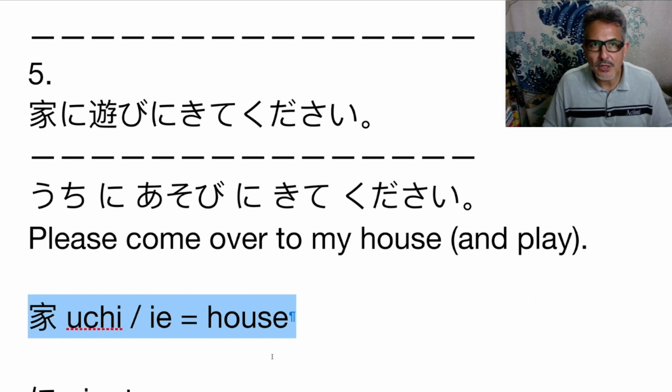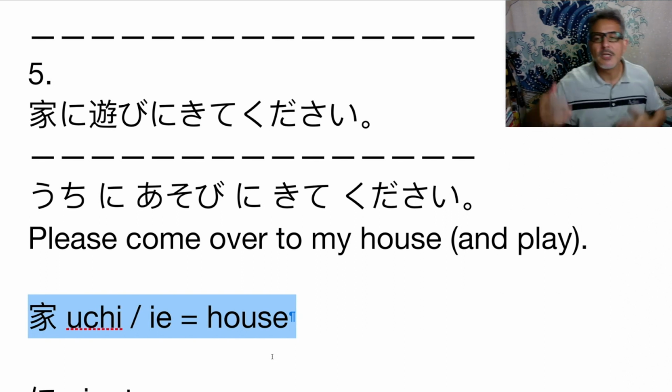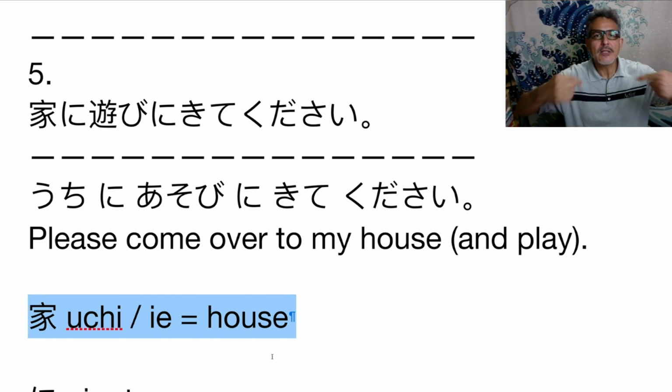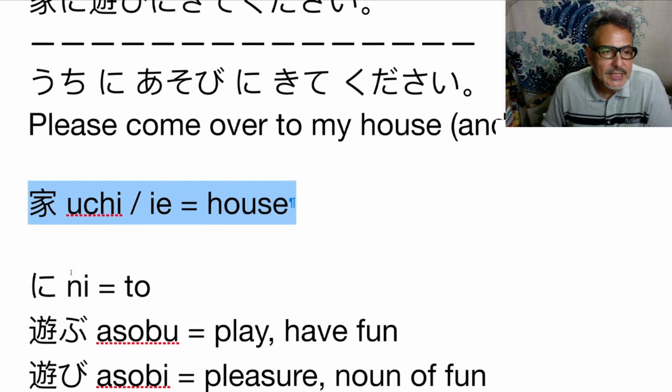Though, of course, if you're talking about your own home, you would say, "Hey, come on over and play and hang out with me sometimes. Uchi ni asobi ni kite kudasai." That's how we use it. Let's break down the other vocabulary.